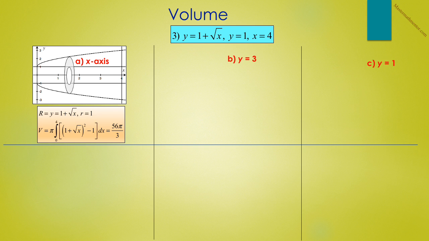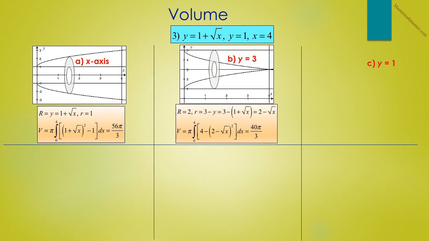In A, we are rotating about the x-axis. We draw the region across the x-axis, and we see that we have a washer situation. Capital R is equal to y, which is equal to 1 plus the square root of x, while little r is equal to 1. So therefore V is equal to pi integral from 0 to 4 of the quantity 1 plus the square root of x, squared, minus 1, dx. Final answer is 56 pi over 3.